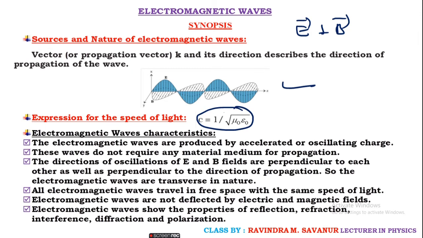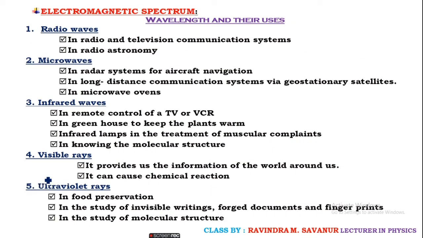Here we mention some characteristics of the electromagnetic waves. Just go through these synopsis, students. Now we are making here the electromagnetic spectrum. These electromagnetic spectrums are classified into how many types? 7 types. How are they classified into 7 types? According to their wavelength and frequency. Depending upon the wavelength and frequency, they are classified into 7 types.